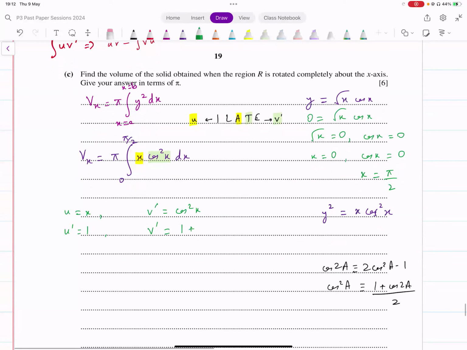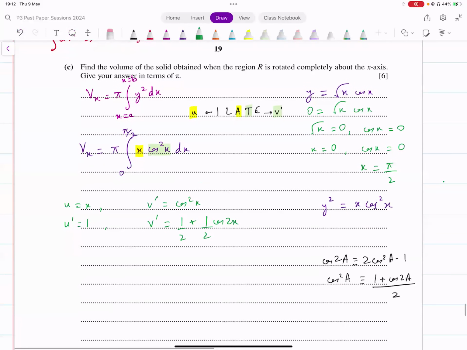What does that become? Using this, 1 plus cos 2x divided by 2. I'm going to break it down into two parts like this: 1 over 2 separately, and then half cos 2x over 2 separately. Half into cos 2x separately, right? It's the same thing as this.